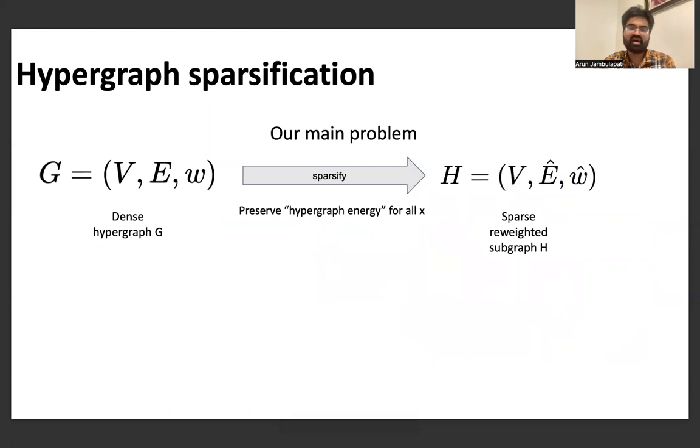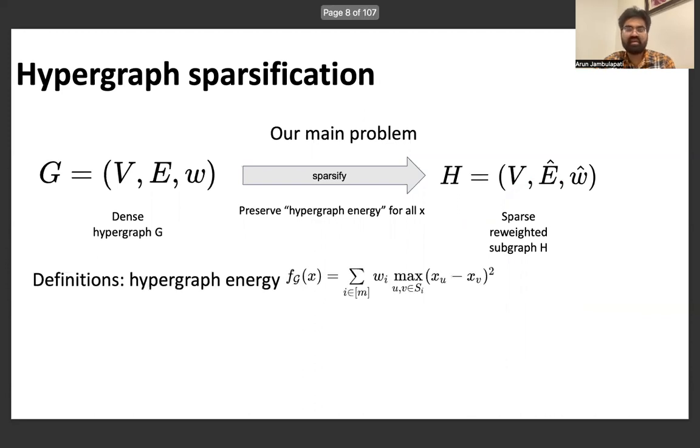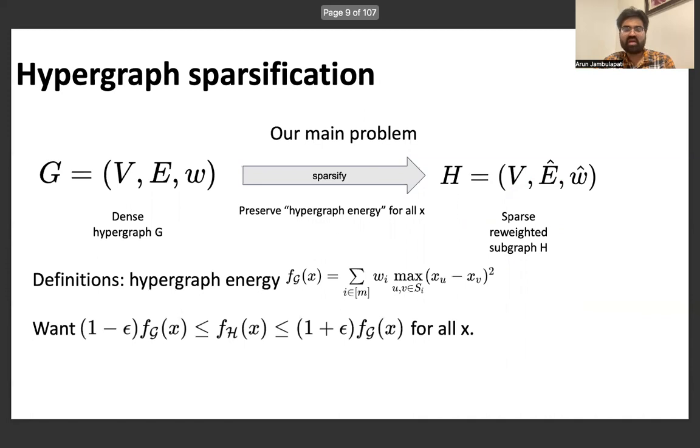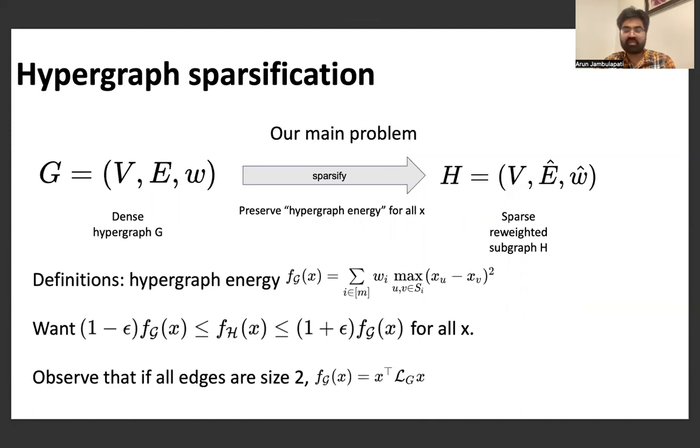The main problem we solve in this talk is hypergraph sparsification, where we're given a dense hypergraph G, one with a lot of edges, and we aim to compute a sparse reweighted subhypergraph H, which preserves the so-called hypergraph energy for all vectors x. Here, the hypergraph energy function is this quantity here, where our weights are the non-negative values assigned to each hyperedge. And we want this hypergraph energy to be approximated for all test vectors x we could use. We observe that this notion generalizes graph sparsification, as if all edges are of size 2, the hypergraph energy exactly coincides with the graph Laplacian quadratic form.